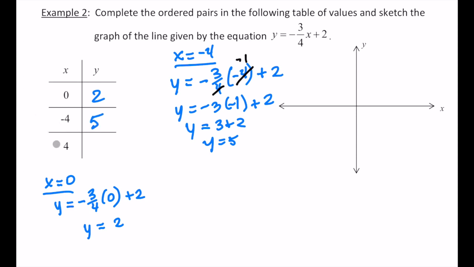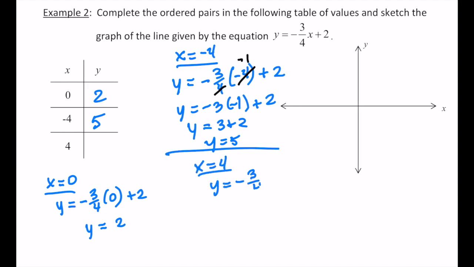And for the third ordered pair, we're substituting an x value of 4. Again, this 4 will cancel with the 4 in the denominator. This time, since we started with a +4, we're just left with a 1 here. So we have -3 times 1 plus 2. -3 times 1 is -3, plus 2 is equal to -1. When x is equal to 4, y must be equal to -1.